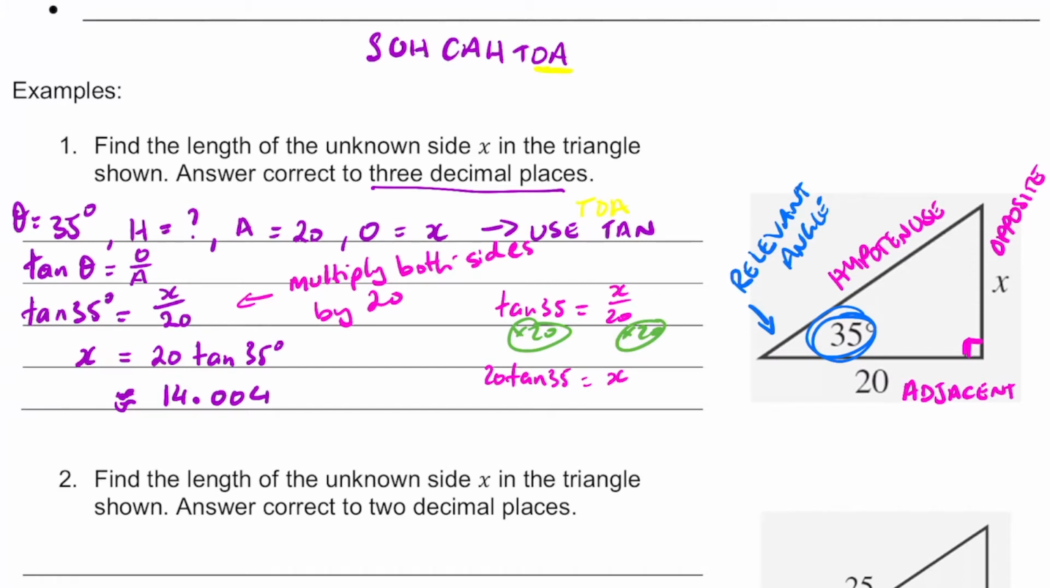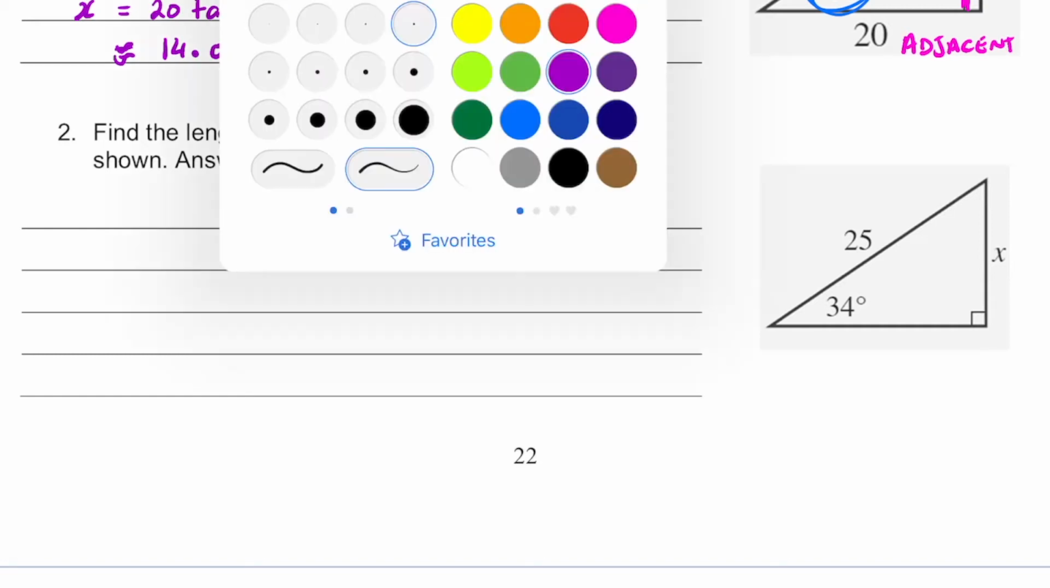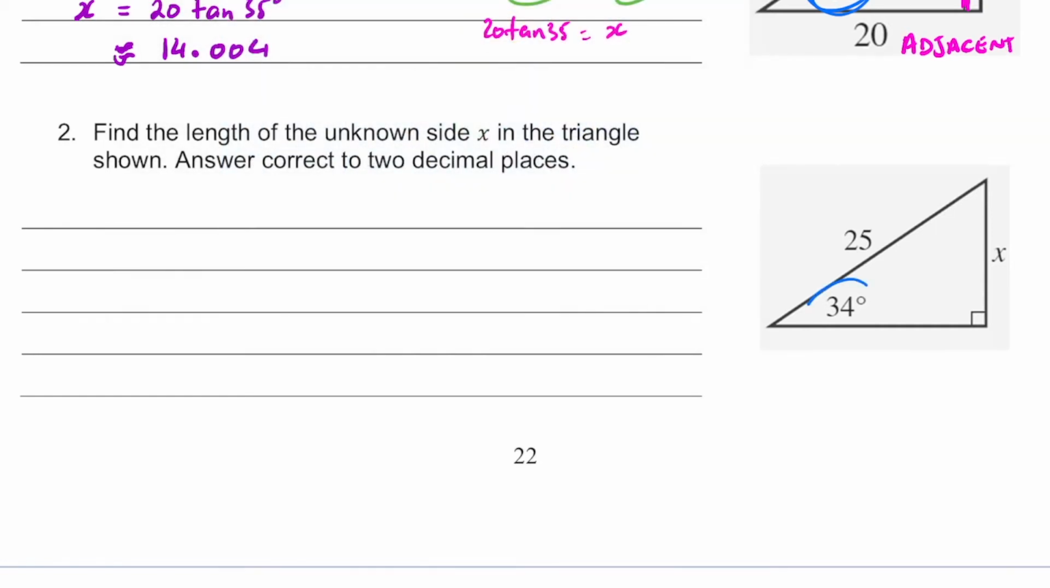Alright, let's look at this second example. Alright, our second example here is find the length of the unknown side x in the triangle shown, corrected to 2 decimal places this time. So this time, our relevant angle is here, so it's in basically the same spot.